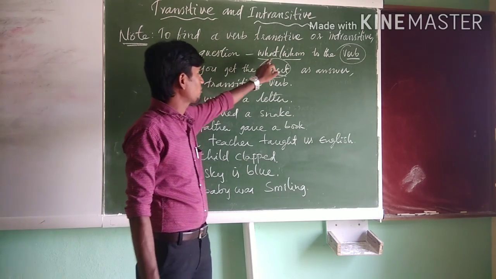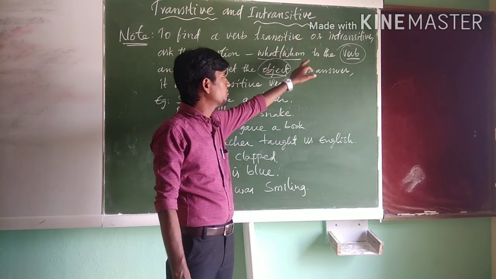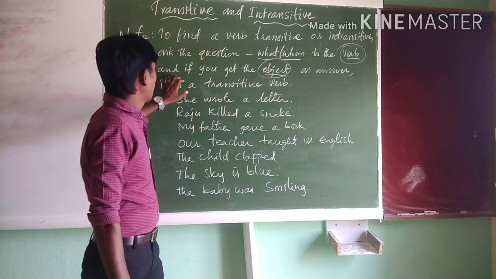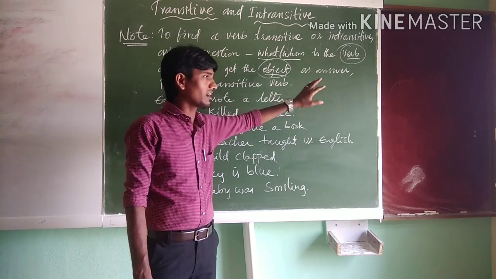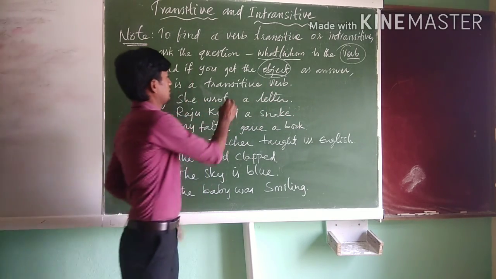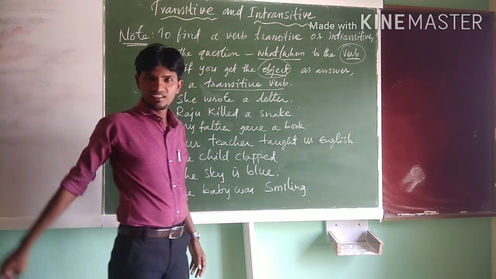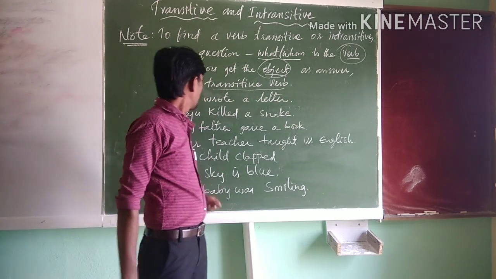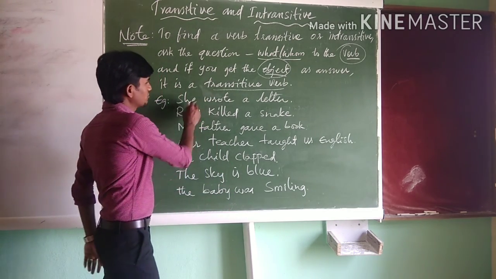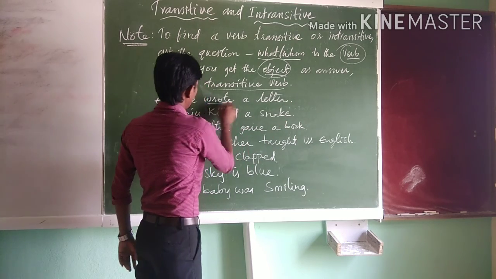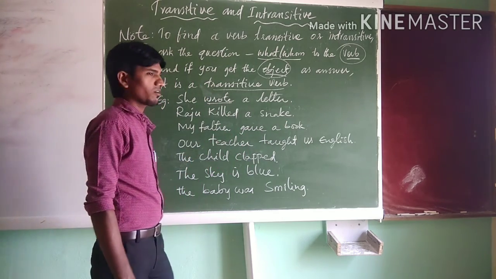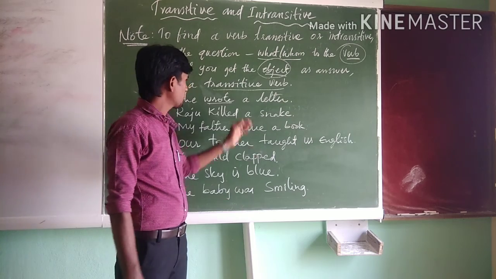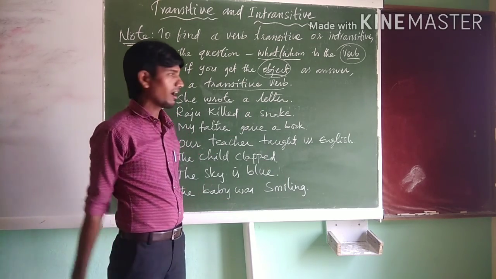Ask the question, what or whom, to the verb. And if you get the object as the answer, it is a transitive verb. For example, let us see right now. She wrote a letter. She is the subject. Wrote is the verb, a letter is an object.